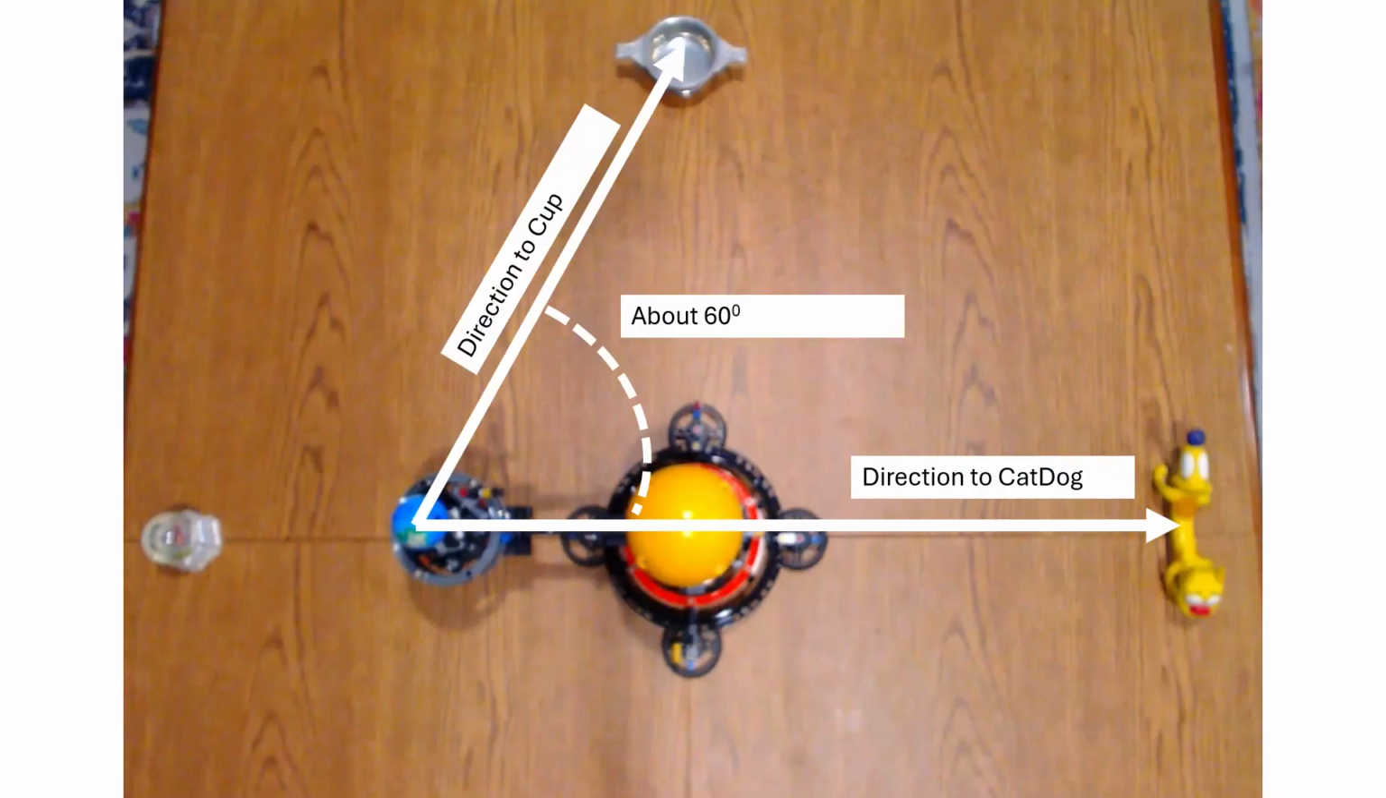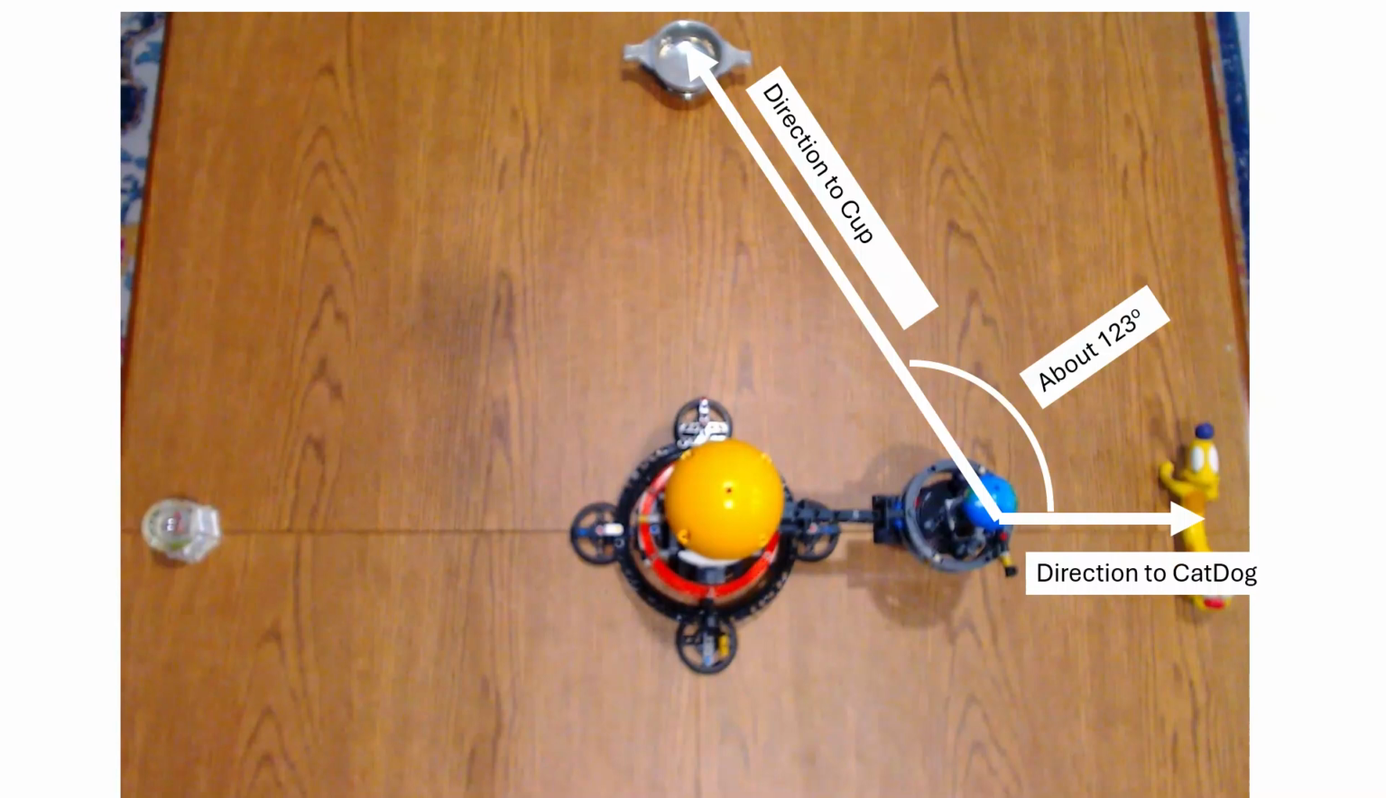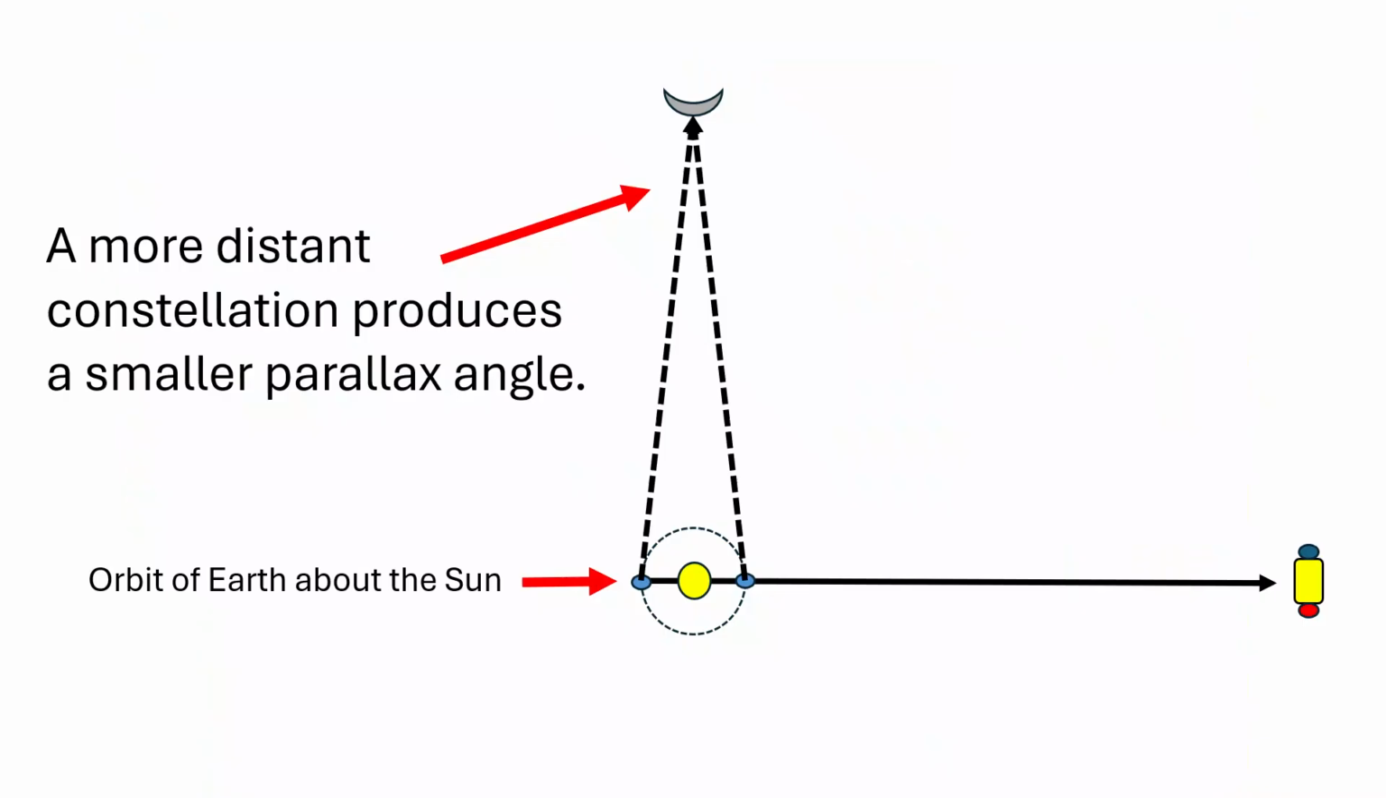At the spring equinox, the angle between the direction of Cat Dog and the Cup constellation is about 60 degrees. 6 months later, when the Earth is on the opposite side of its orbit, the angle between the direction of Cat Dog and the Cup constellation is about 123 degrees. However, no such shift in the angles between constellations is observed in the real world.